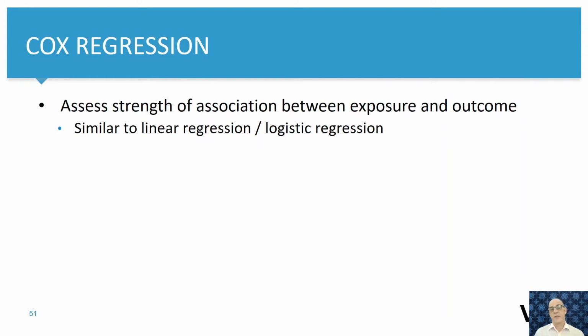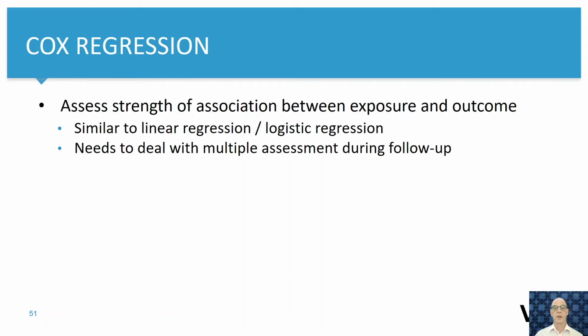So in that sense, it is very similar to a regression approach, like linear regression and logistic regression, where we also use that regression to assess the strength of the association between group membership and the outcome. The difference here is that it needs to deal with all these multiple assessments during follow-up that is so typical for the longitudinal study. And it also needs to deal with the fact that in all the different time points there can be a different underlying risk.